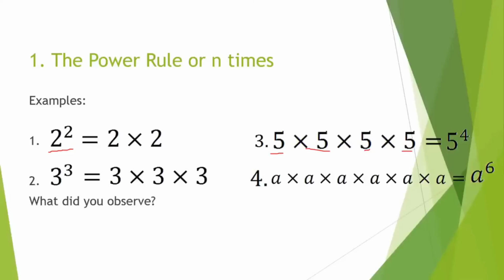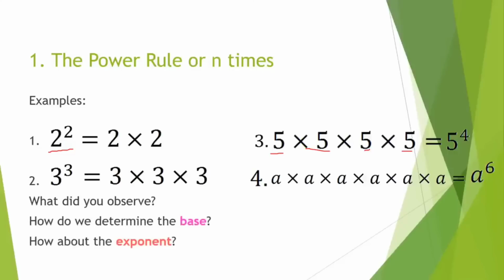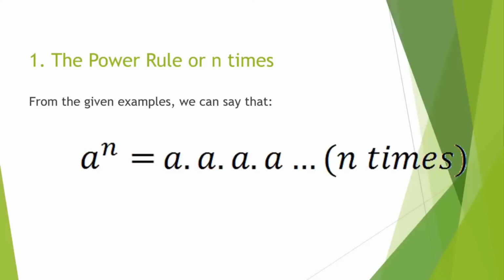With that example, what did you observe? How did we determine the base? And how about the exponent? So to answer that, we know that the base, again, refers to the number that we are multiplying to itself, and the exponent refers to the number of times we are multiplying the base by itself. So that is the power rule.